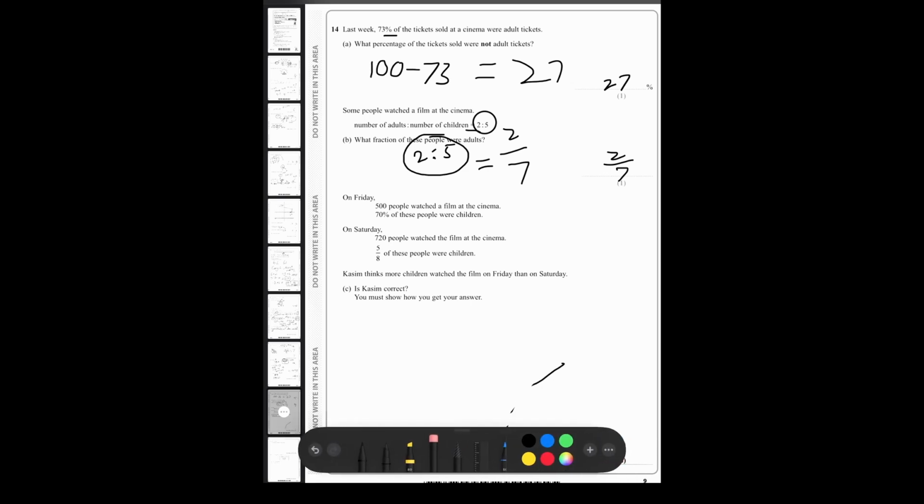On Friday, 500 people watched the film at the cinema. 70% of these people were children. On Saturday, 720 people watched the film at the cinema. 5 over 8 of these people were children. Kasim thinks more children watch the film on a Friday than on Saturday. Is Kasim correct? So let's see if Kasim is correct, or does he deserve this 5 in this foundation paper?